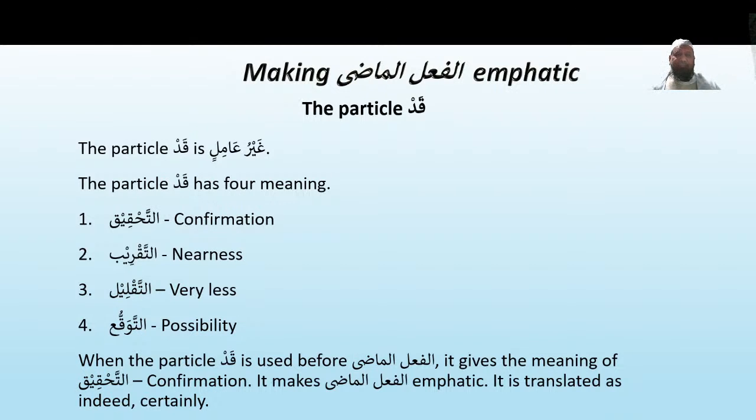Next, today's lesson, making الفعل الماضي emphatic. The particle قد. The particle قد is غير عامل. It is a حرف. It is غير عامل, which means it does not affect any of the slots in the sentence grammatically. It doesn't change any of the grammatical function of the slots in the sentence. The particle قد has 4 meanings.